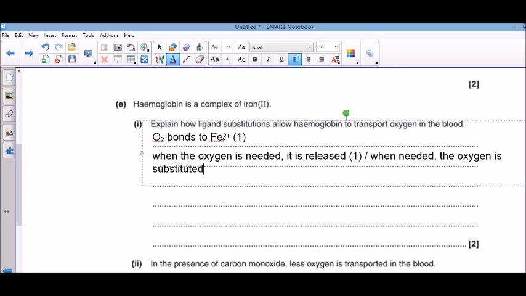So I'll go through that again. A lot of lines for not writing very much. First step, oxygen bonds to the Fe2+ in hemoglobin. Second mark, when the oxygen is needed, it's released, or when it's needed, it's substituted. Either will do.